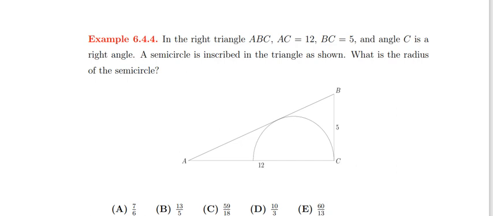So it says a semicircle is inscribed in the triangle as shown. So we want to find the radius of this. Okay, so now suppose the center is here, and so there's a tangent, right? Tangent. So this is a right angle. Okay, so we want to find this R.